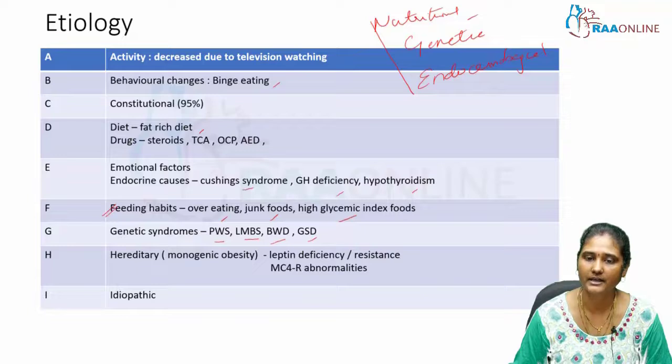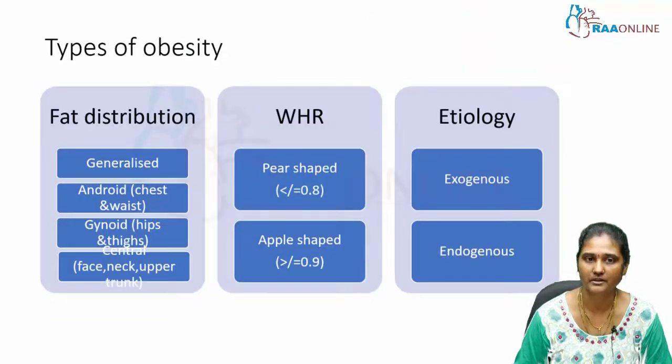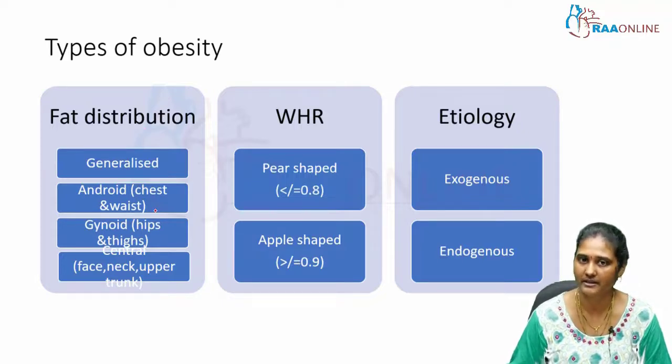So, what are the types of obesity? Based upon the fat distribution, it is either generalized obesity or android type obesity. Android means more fat deposition near the chest and waist area. Gynoid means more towards the hip and thighs. And central obesity is mainly face, neck and upper trunk. So, based upon the fat distribution, we can diagnose what may be the underlying cause.